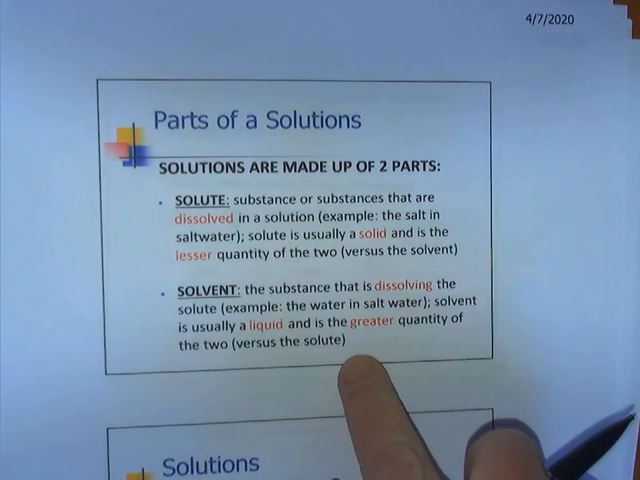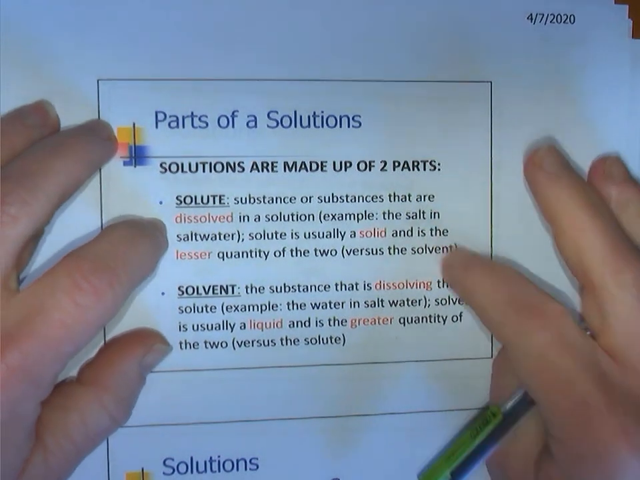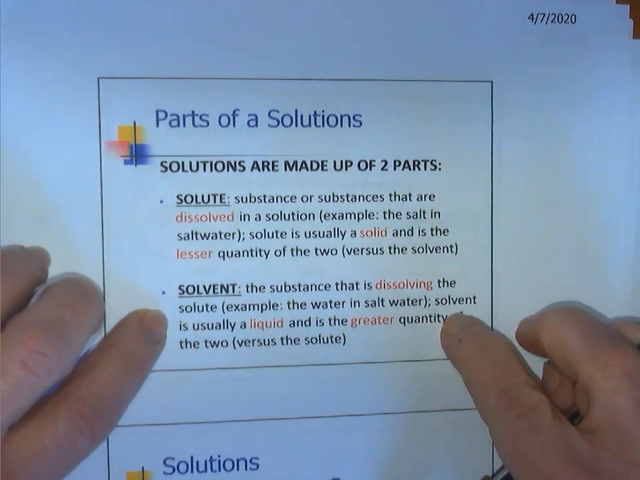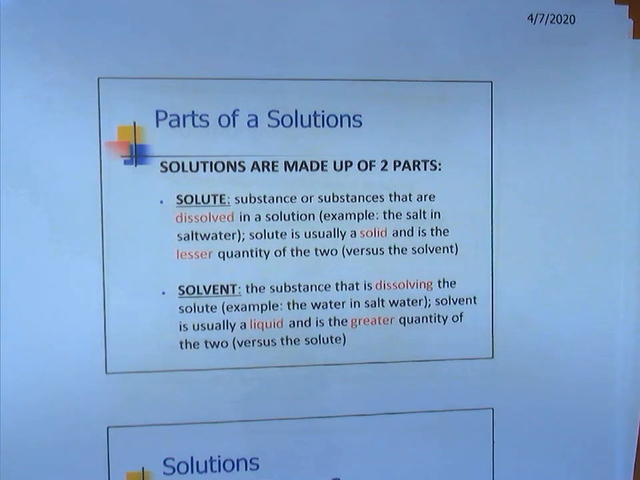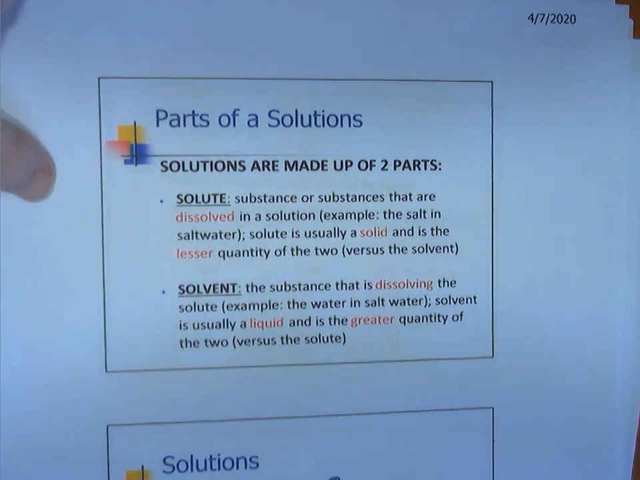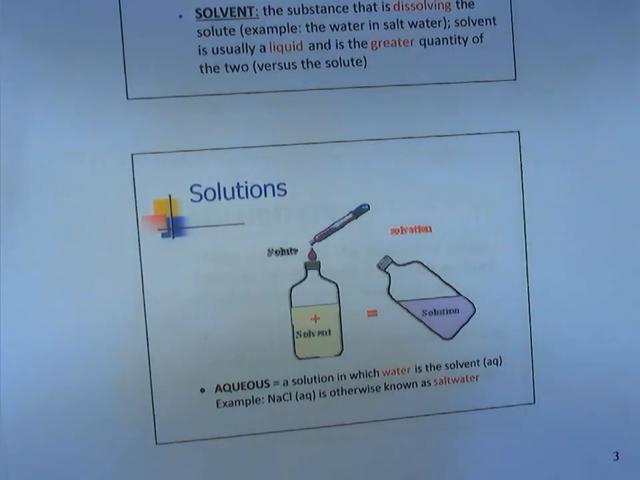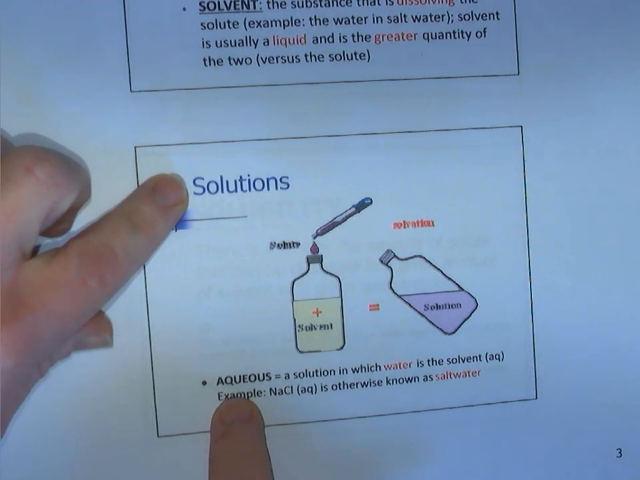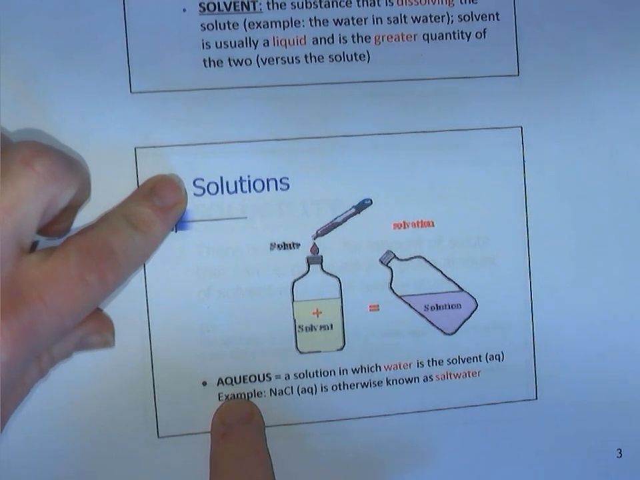And so sometimes it's really easy for us to tell, especially when our solute is in the solid state and our solvent is in the liquid state. Otherwise, we can look at amounts. Just a reminder that if you're told your solution is aqueous, well, that means that your solvent is water. Okay.